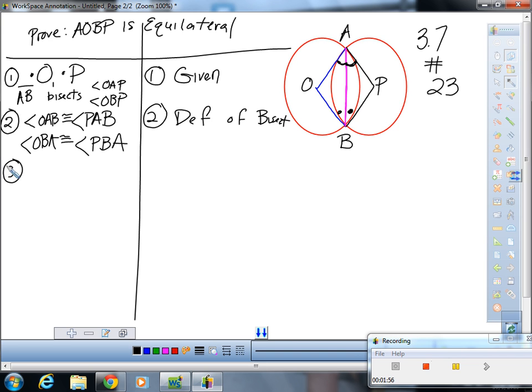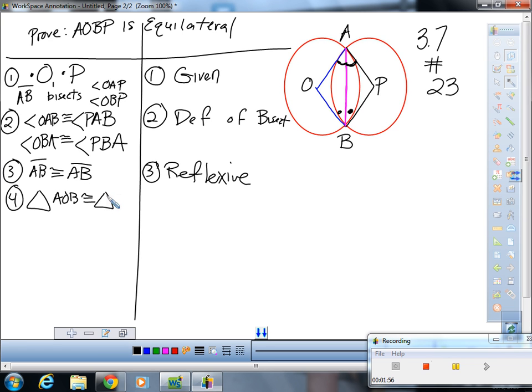Now I just got to say AB is congruent to AB, reflexive. And now I know that triangle AOB is congruent to triangle APB, all points bulletin. You guys don't even know what that means. That's fine. Okay? And my reason for that? ASA.